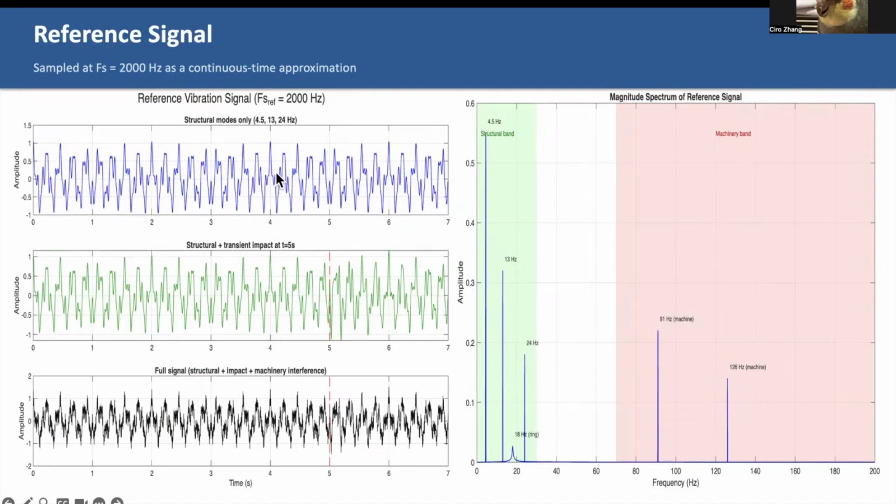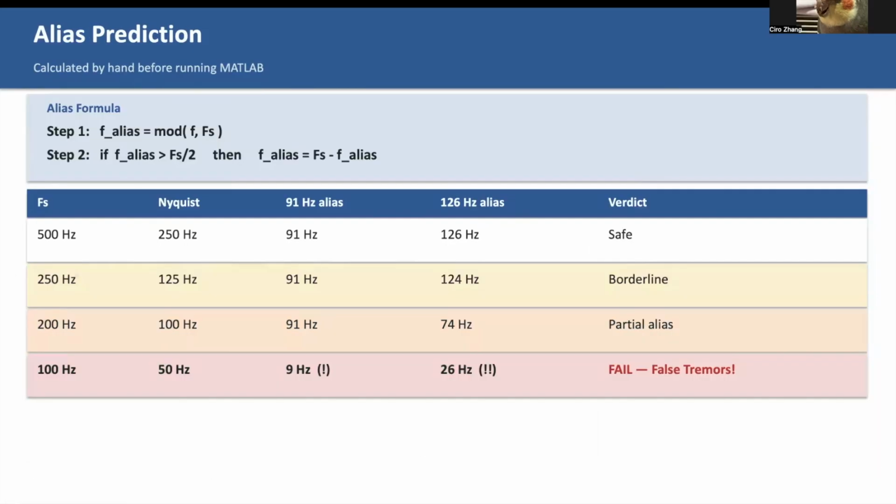Looking at only the structural frequencies, we can see a fairly low frequency signal. Then if we add the impact, we can see that at 5 seconds, there's a sudden change to the signal, which then slowly goes back to just the structural. And if we add all three with the machinery noise, we can start to see these very high frequency, very noisy signals.